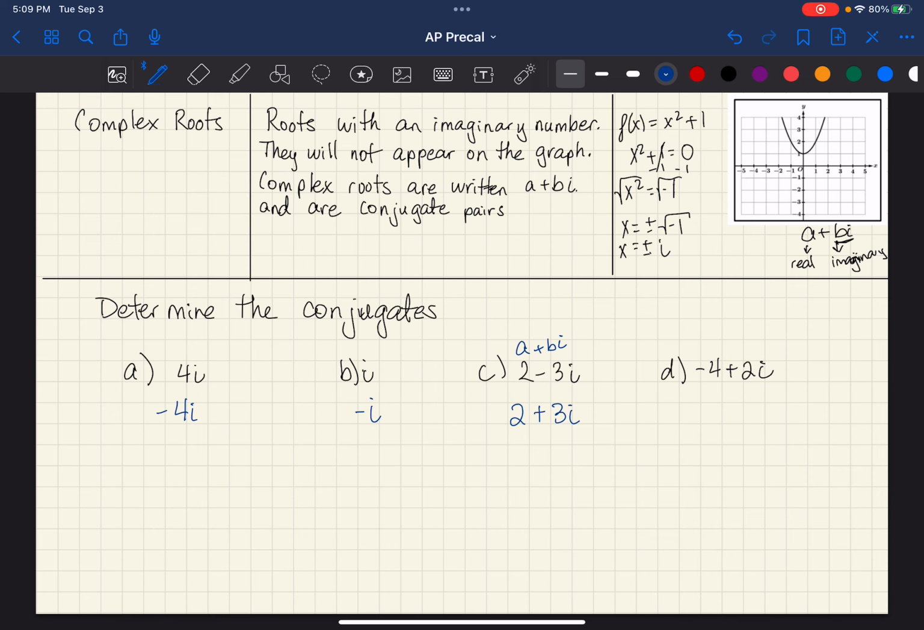And now in D, so D I like because 4 here has a negative. 4 does not change. The real portion of a complex root will not change when you write the conjugate. It will always stay as negative 4. But the second sign will change. So you would have negative 4 minus 2i.